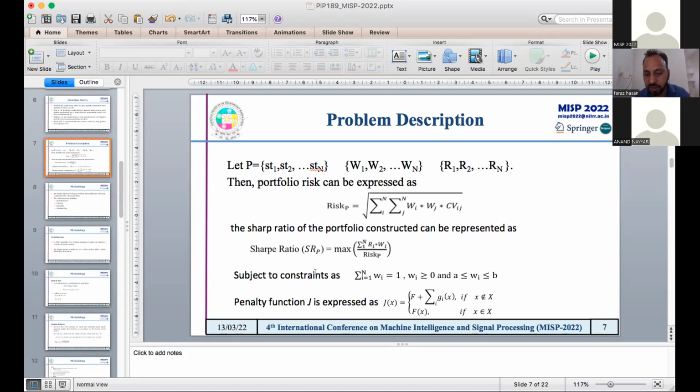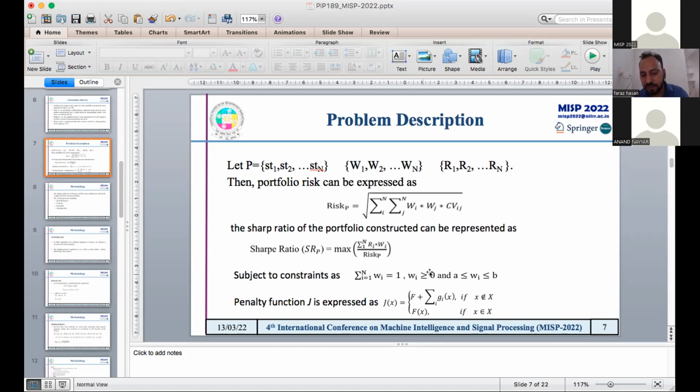Summation of i equals 1 to n, w_i is 1, the sum of all the weights is 1, each individual weight is greater than 0, and the weight lies between A and B. Now, in this particular paper, we also use a penalty function to apply the constraints. If the algorithm goes in the wrong direction, we have to give a penalty to that particular bit.